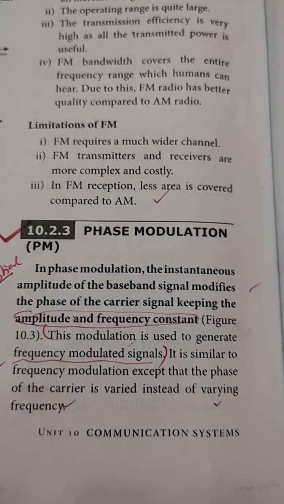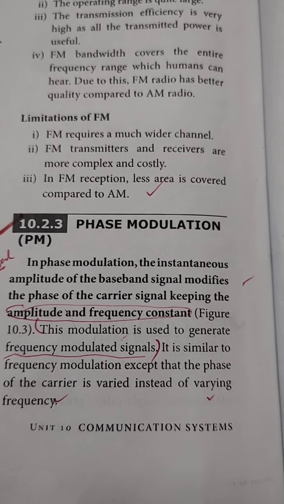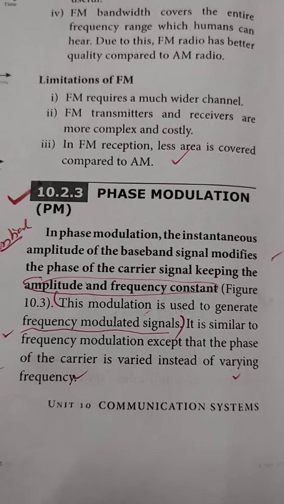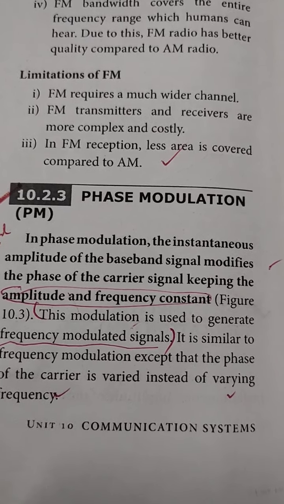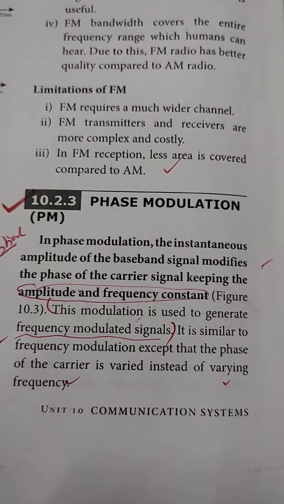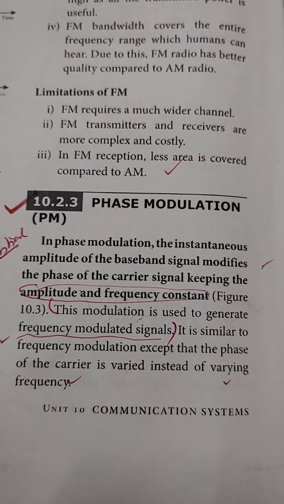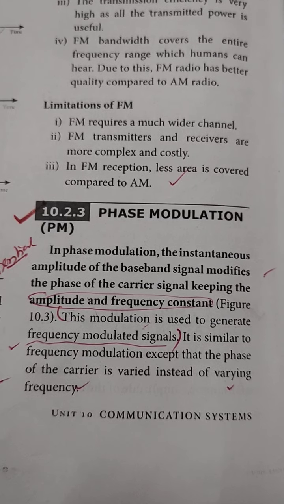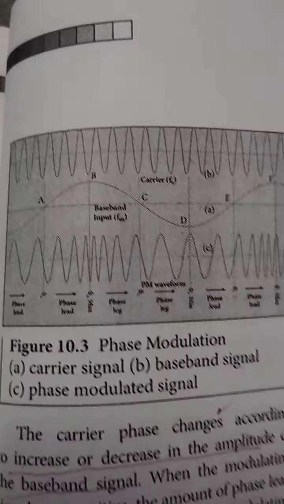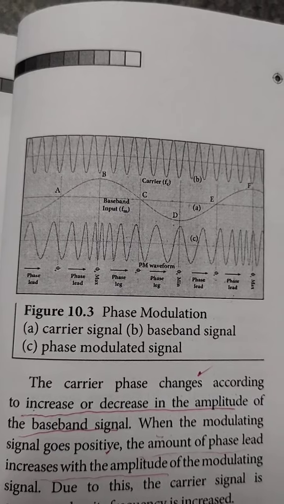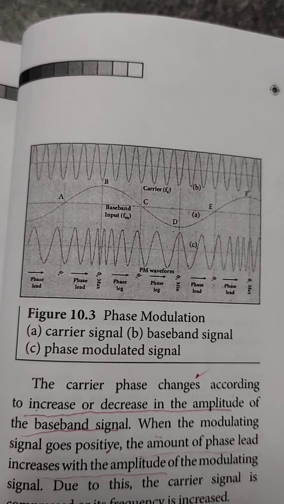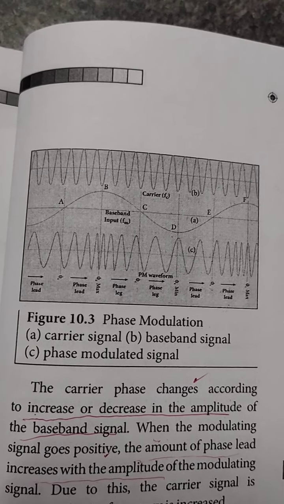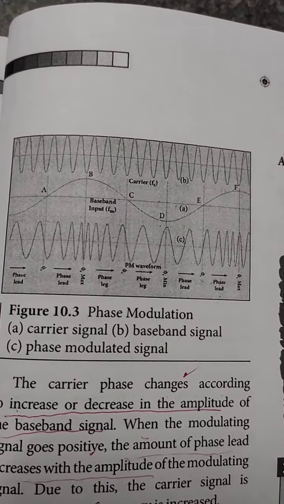And finally, at the end of this lesson, we are going to see the topic of phase modulation. This topic will be covered, and the entire lesson will be covered in this lesson of communication systems. In phase modulation, the instantaneous amplitude of the baseband signal modifies the phase of the carrier signal, keeping the amplitude and frequency constant. Here the diagram will be provided. So the first diagram tells us the phase modulation, the second one tells us the carrier signal, and the third one tells us the baseband signal with the phase modulated signal.